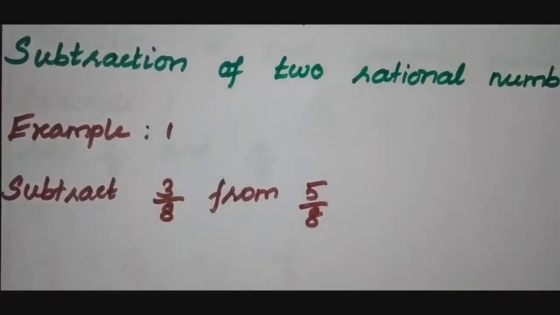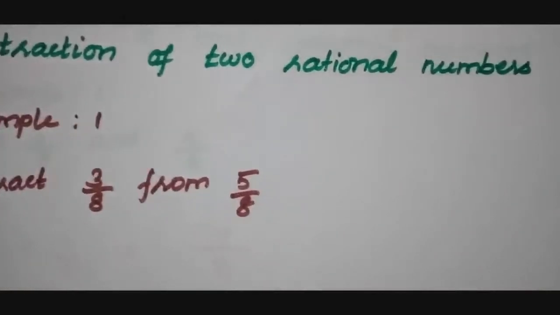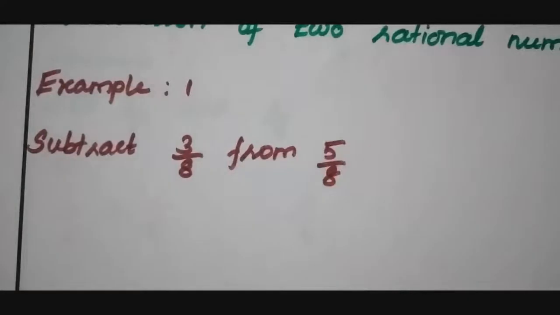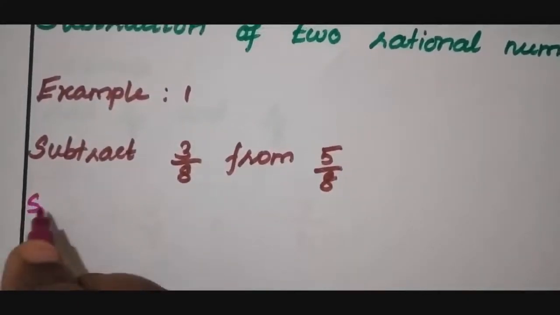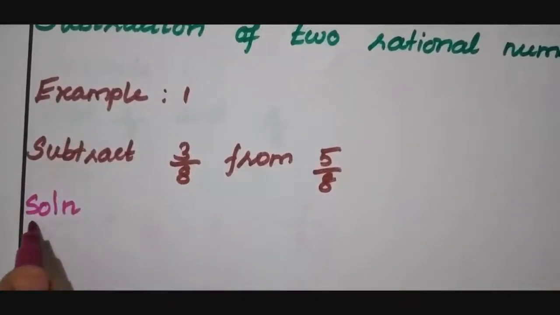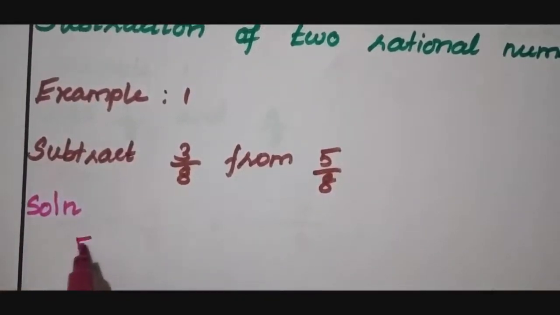Subtraction of two rational numbers. Example 1. Subtract 3 by 8 from 5 by 8. So from 5 by 8 you have to subtract the number 3 by 8. So write it as from 5 by 8 you have to subtract 3 by 8.